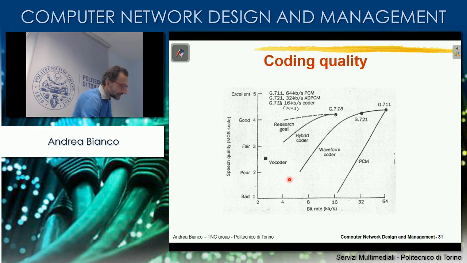So you can play 2 games. Given a coder, try to optimize the performance, and once you are above 4 you are satisfied and you stop here. Or if you want to really reduce the bitrate, you know that you can reduce the quality, but the price you pay is here. The MOS of each coder is becoming worse and worse. Okay?